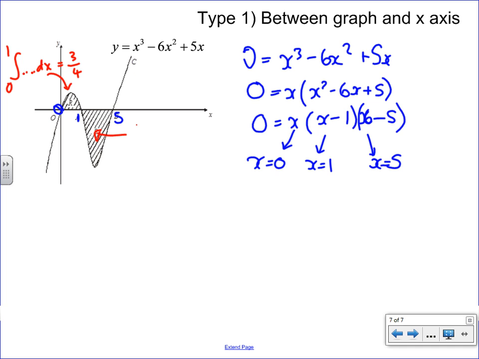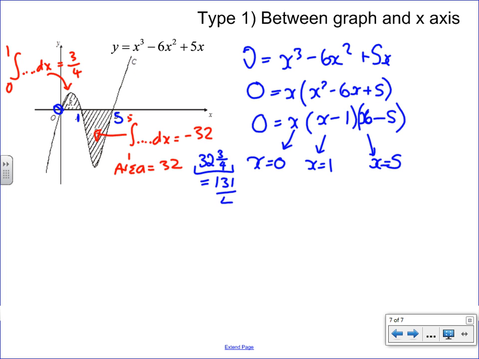So it says that the integral from 1 to 5 of that function is minus 32, but I know I want area, so the area is 32. So the total area that we're looking at here shaded is going to be 32 plus 3/4. Yeah, 32 and 3/4, which is, it's always nicest to leave it as 131 over 4.